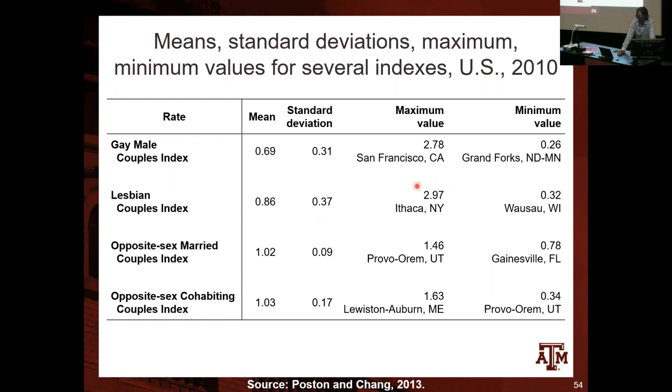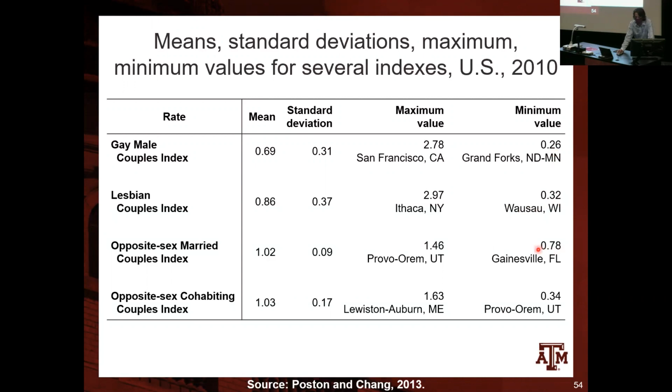Lesbian couples, the highest value is in Ithaca. They are 2.97 times more likely to be found in Ithaca than in a randomly selected household across these metropolitan areas. Minus, 0.32 minus 1. They are 68% less likely to be found in Wausau than in a randomly selected household. So here's 68% less likely, and here's 74% less likely.